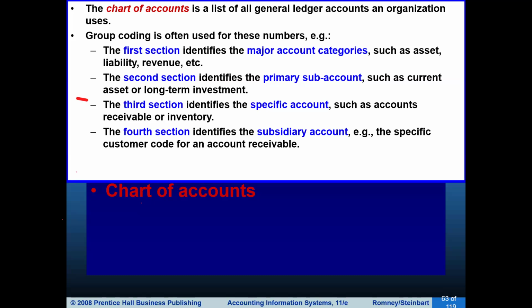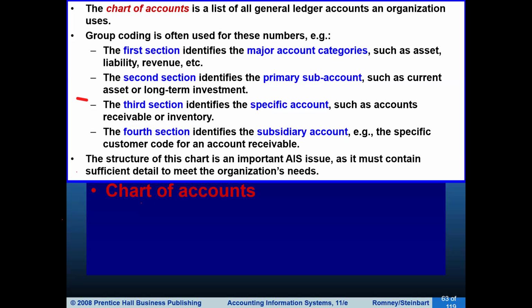Say the assets account is number 1, and the current account is number 2. Then the receivable is number 3. Then Mr. A under receivable is number 4. There should be some pattern of data for the numbers you allocate. The structure of this chart is important for AIS issues, as it must contain sufficient detail to meet the organization's needs.